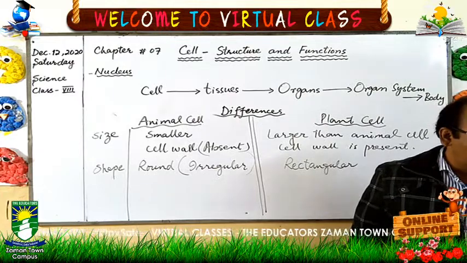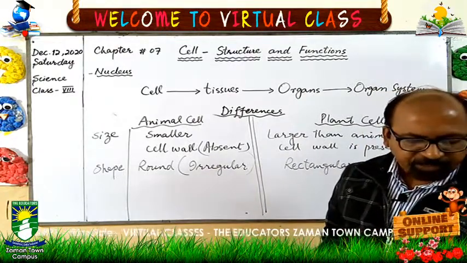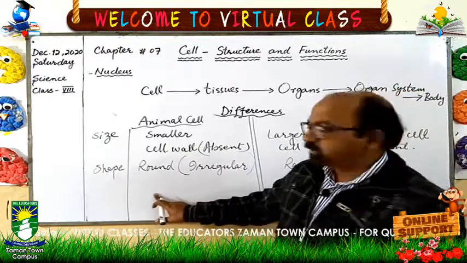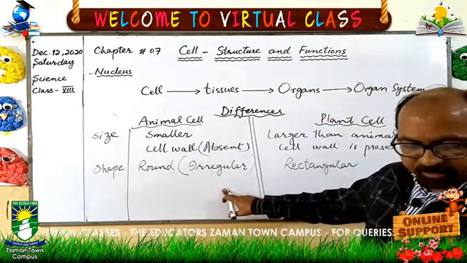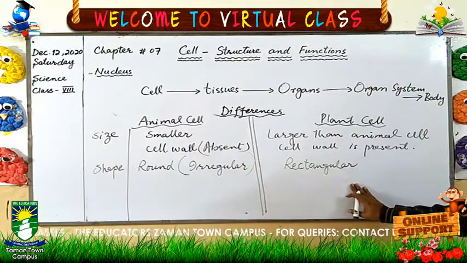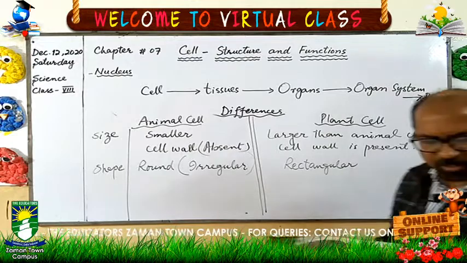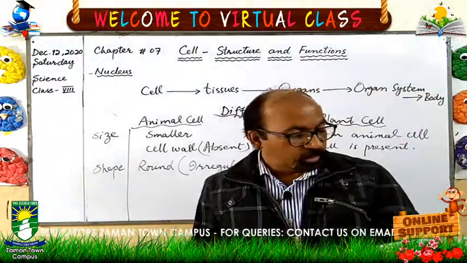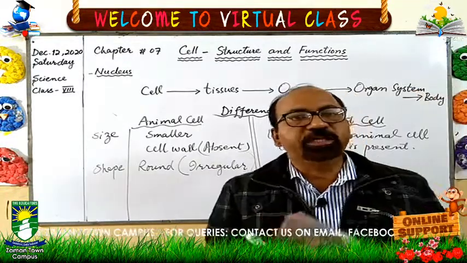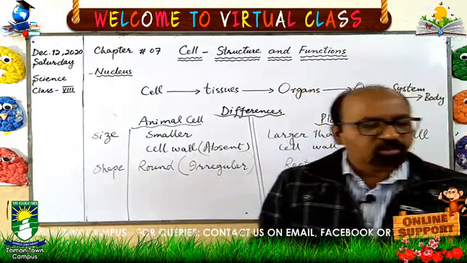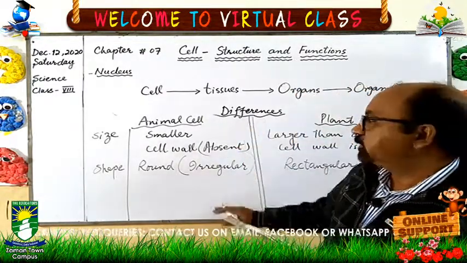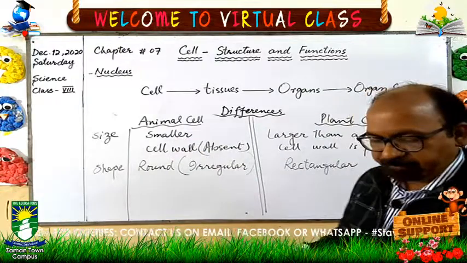And centrioles are present within the centrosomes in the animal cell, and in the plant cell centrioles are absent. Okay, polar caps are present, not the centriole but the polar caps, which you will see in the higher classes. So these are the differences between the animal cell and plant cell.